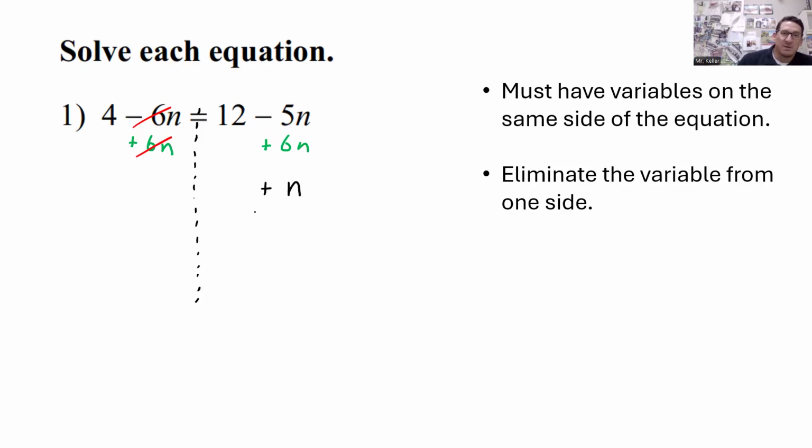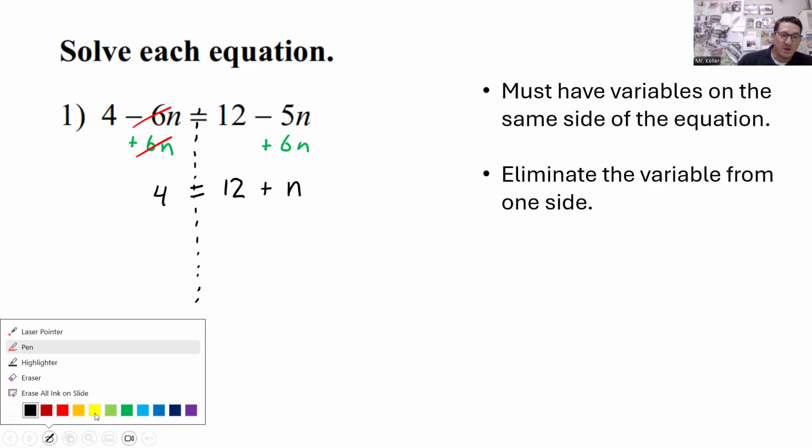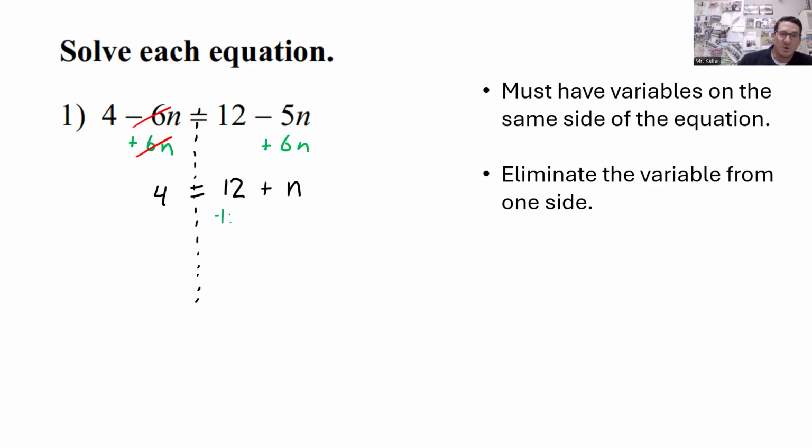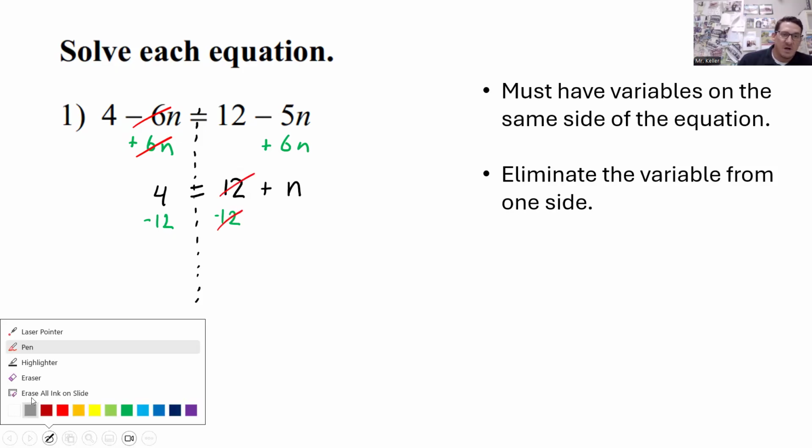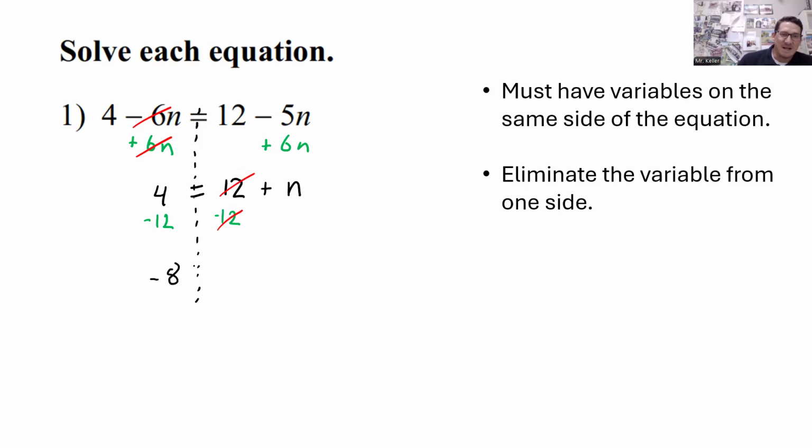When there's a 1, you don't need to put it. What's left here is just the 4. It's equal to 12. And then now, easy equation to solve. I'm going to subtract 12 from both sides to get the n by itself. Positive 12 minus 12 cancels out. You get 4 minus 12 is -8 is equal to n. And now we're done.